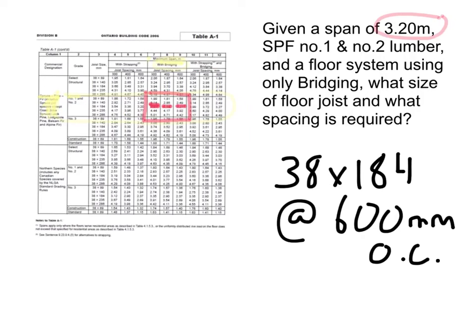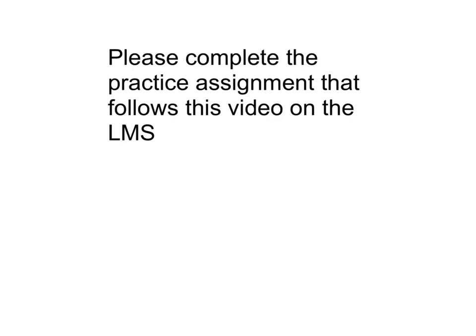The other ones here would be okay to select as well. The only problem with selecting the other ones is that you're actually putting in more lumber than is required, so it's going to cost more. So if you're bidding this job, you might not get the job. It's definitely going to be stronger, but it's definitely going to cost more. So the most correct is the answer that's structurally okay as well as the most economical. That concludes the floor joist span and spacing tables. Please complete the practice assignment that follows this video on the learning management system. Thank you.